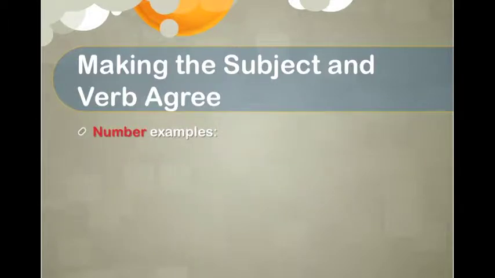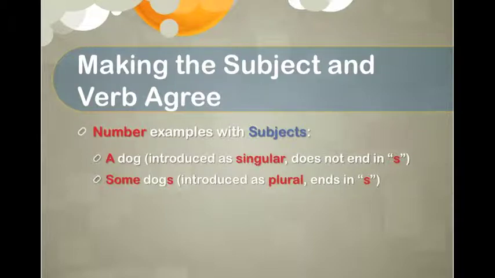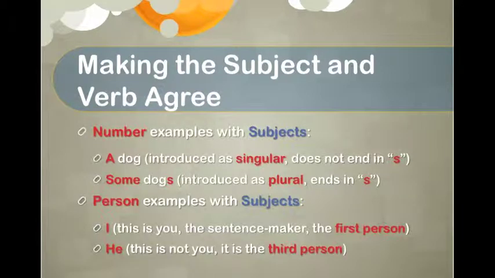So let's look at first maybe some number examples so we can get a little more grasp on what that is. Number examples with subjects that we got a dog. It's introduced as singular. Does not end in the letter S. A dog versus multiple dogs or some dogs. So there again we notice that some dogs is plural and it ends in an S. We know that a dog would just be 1 single dog, and some dogs is who knows how many, plural. It's at least more than 1, and therefore it ends in S. Something maybe you've again seen before, but now we're going to apply it to this.